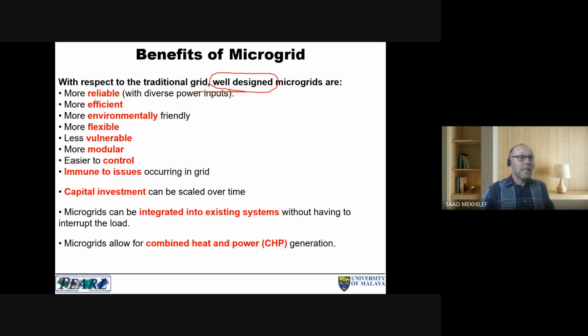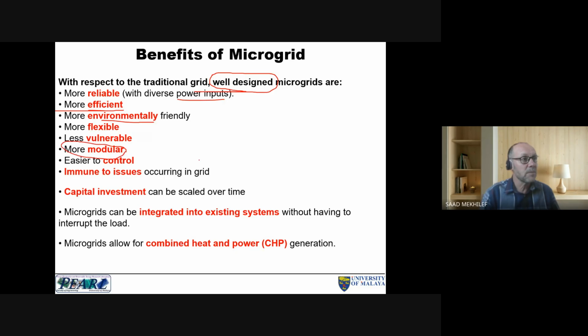So it is more reliable, with diverse input of power. It's more efficient. Very environmentally friendly because it uses local resources, like I said. Very flexible. What does flexible mean? It means you can add another source, we can remove, we can change, we can extend, we can increase. It's less vulnerable to disasters because it's not connected. It's not big, it's not huge. It's local. This is very important.